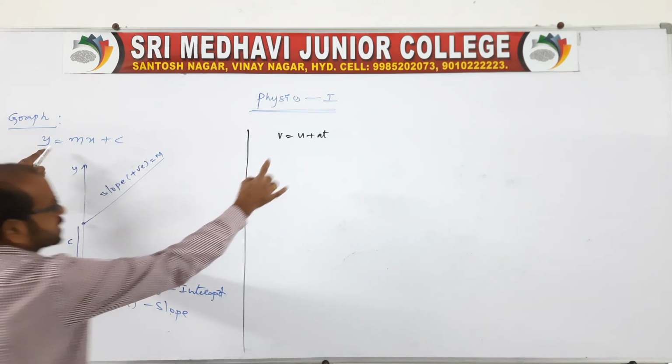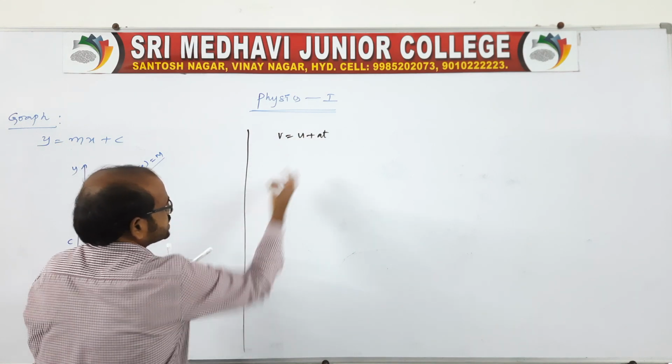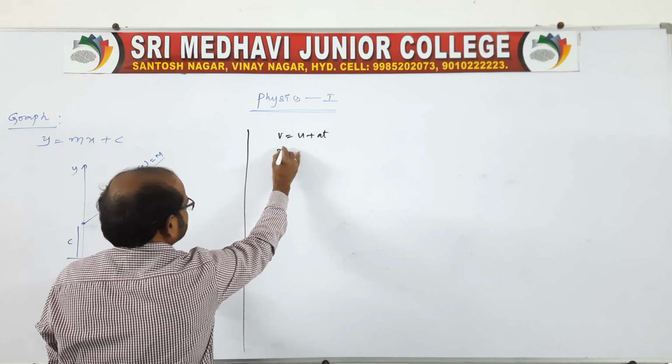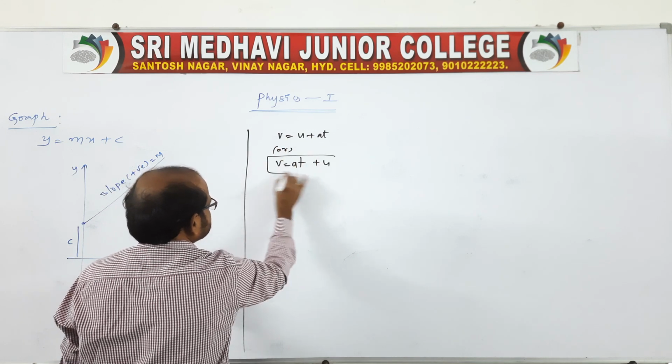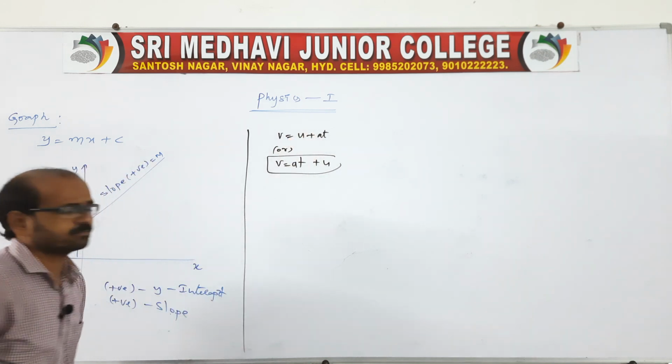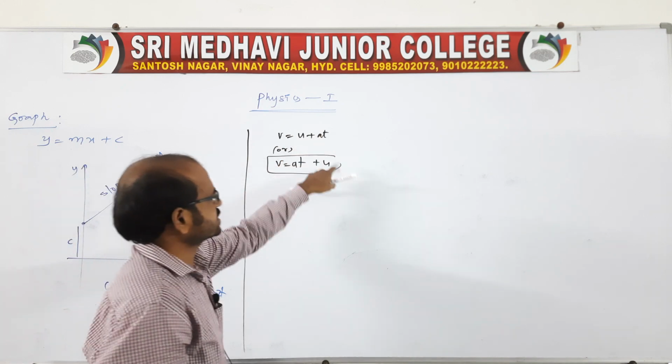Let you observe these two expressions. See, here we have two expressions. Let us interchange the terms like this. We can also write like this, V is equal to AT plus U. Yes, it will be the same because we are just interchanging the terms. The quantities are interchanging. Everything is the same.